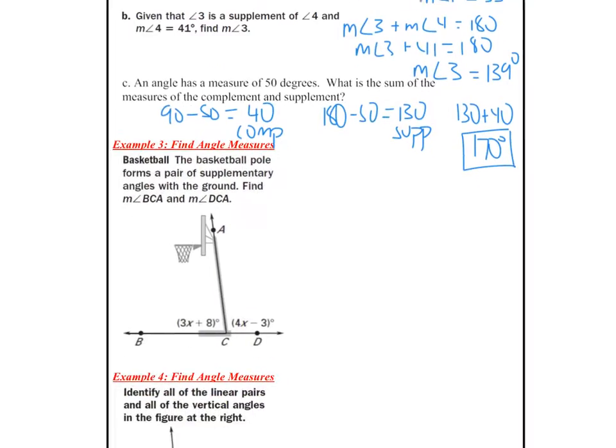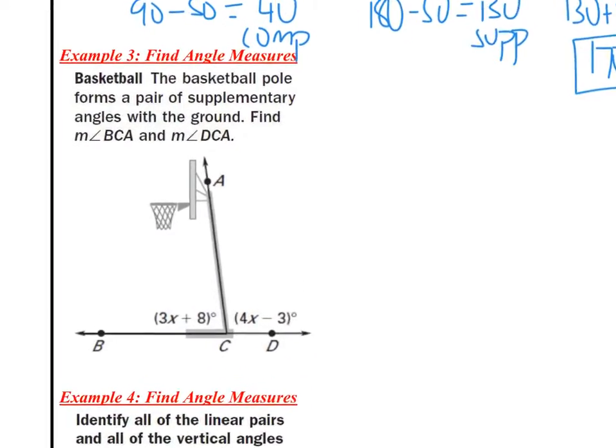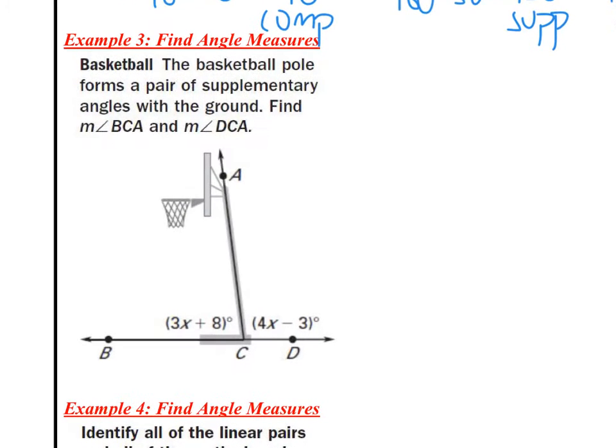Now we've got a basketball pole that is tilted. I don't know if basketball poles are normally tilted or not, but this one says this forms a pair of supplementary angles with the ground. Find the measure of BCA, which would be this angle, and DCA, which is this angle. I'm going to give it two arcs because I don't know if those are congruent or not, so I don't want to label them in the same way.